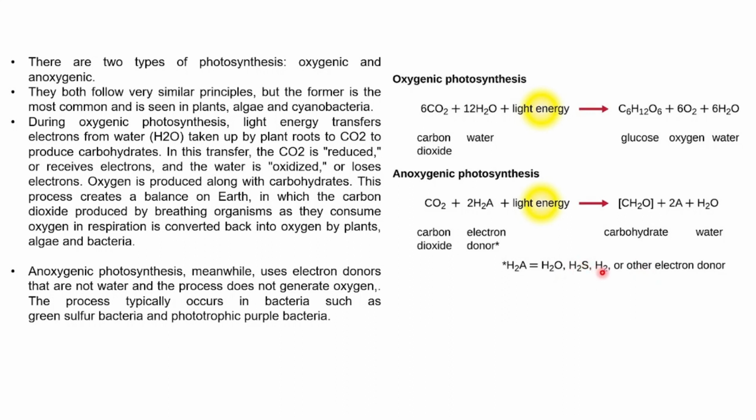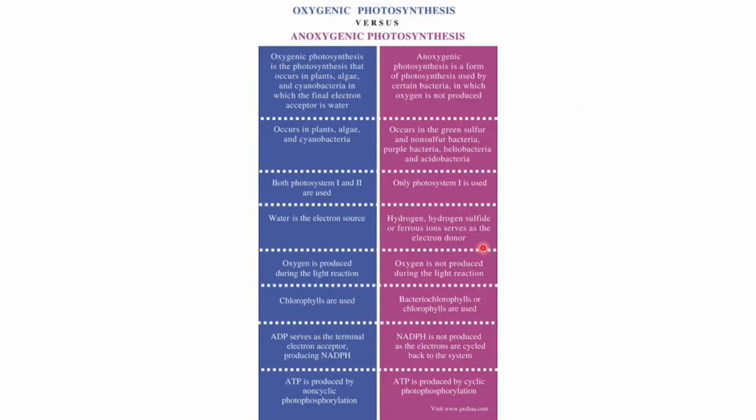It can be hydrogen sulfide, H2S, but basically water is not the electron donor. So these are some of the differences between oxygenic and anoxygenic photosynthesis. Oxygenic photosynthesis is the photosynthesis that occurs in plants. It's the most common one that we study in school. The final electron acceptor is water. Oxygen is produced, carbohydrates are produced, and CO2 is taken in, it's consumed.